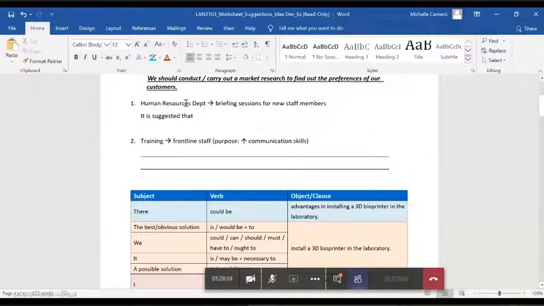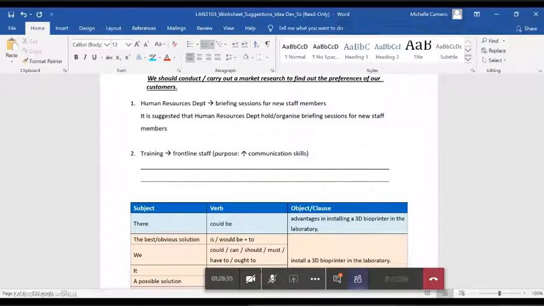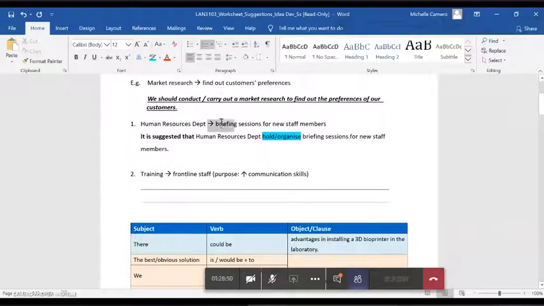What they said is, now we're going to have to change things. You can't just copy and paste. It is suggested that Human Resources Department, we have to add a verb, so we can use hold or organize briefing sessions for new staff members. Okay, so we use the phrase, it is suggested that. And we had to add this verb here because you'll notice hold or organize are not given.